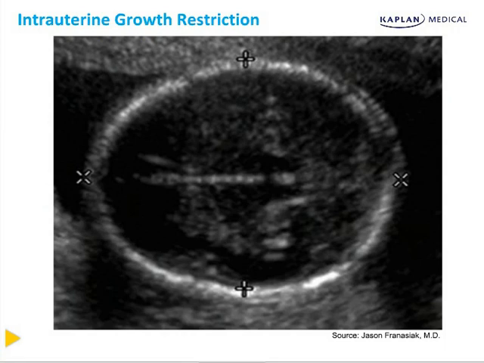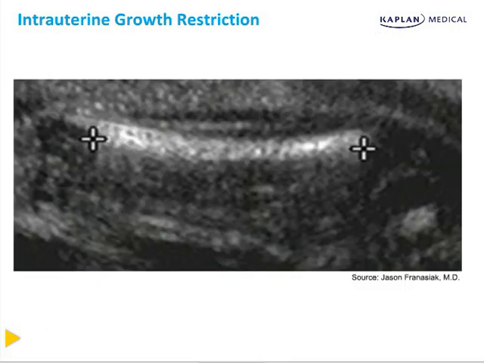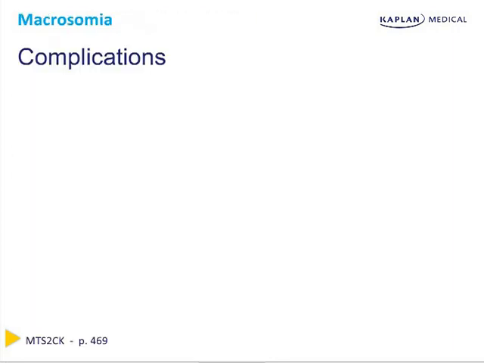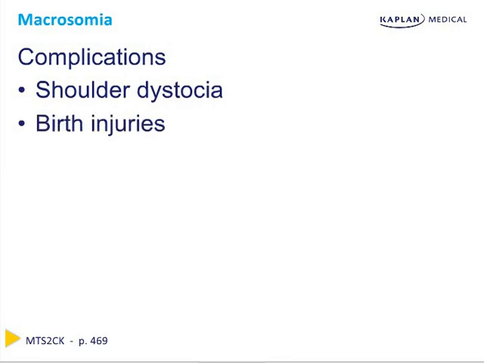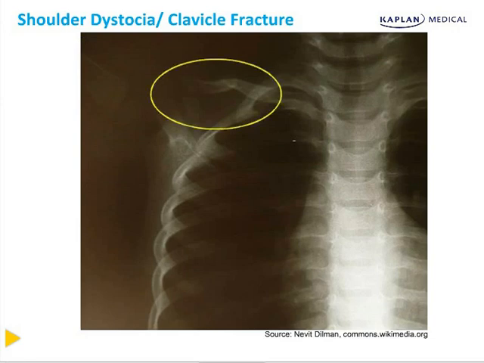The head measurements are shown here, the occipital frontal diameter and the biparietal diameter indicated by the calipers. Measurements again of the fetal abdomen in order to obtain the circumference. And finally, the femur length. Complications which occur in macrosomia include shoulder dystocia, birth injuries such as a clavicular fracture or a brachial plexus injury, low APGAR scores, and hypoglycemia. Here we see a chest x-ray, which is an example of a clavicular fracture, which should lead us to be concerned about brachial plexus injuries.